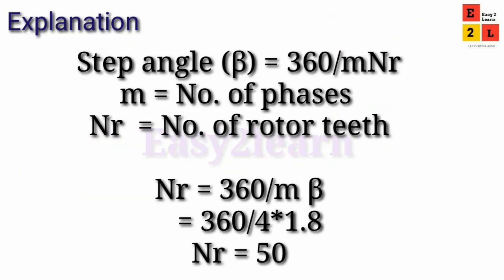Explanation. Step angle beta equals 360 degrees divided by M times NR, where M equals number of phases and NR equals number of rotor teeth. Therefore, NR equals 360 divided by M times beta, equals 360 divided by 4 multiplied by 1.8. NR equals 50.